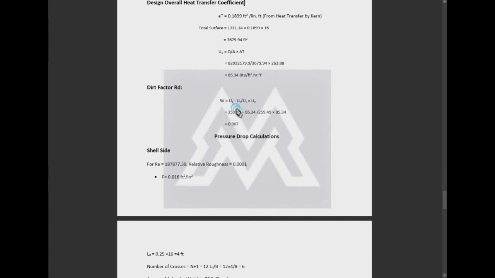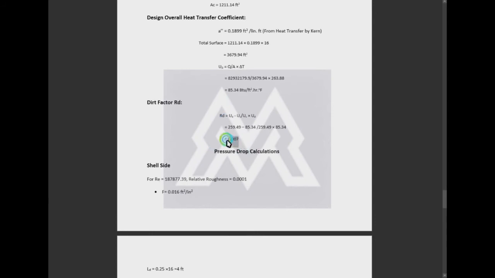So the dirt factor can be calculated by the ratio of UC minus UD over UC multiplied by UD. There is a mistake, it is UC minus UD. So in this case it comes out to be 0.007.